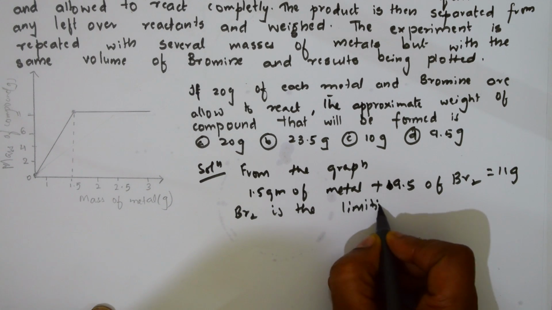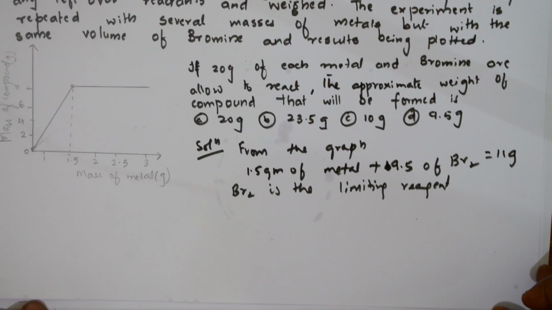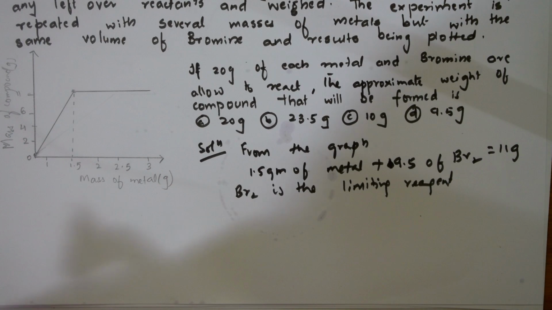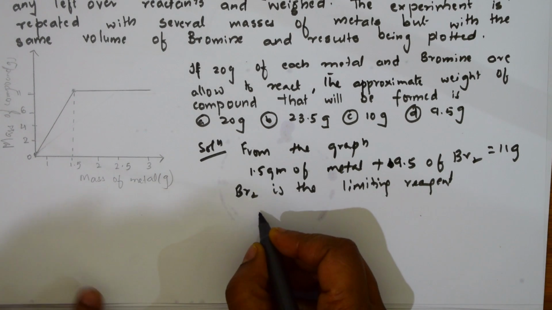Bromine is the limiting reagent. Correct? Yes. So when bromine is the limiting reagent, what should I find out next? I need to find out how much compound is formed when 20 grams of bromine is reacted. So simple, I'll just do this step.